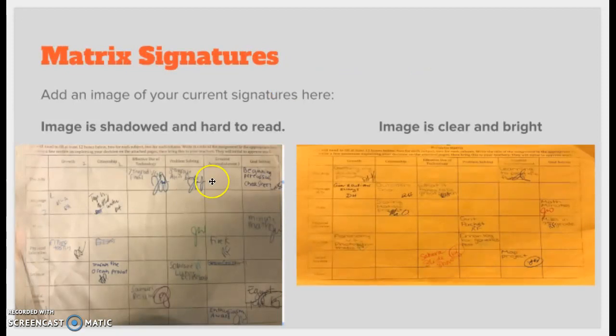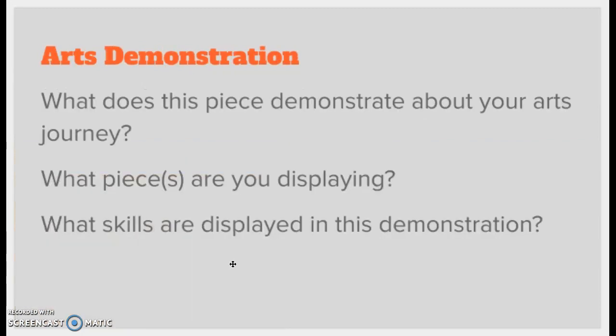And then you will be adding a slide where you will put an image of your matrix signatures. So this is important so that your teacher can easily see, without you being right there, your matrix with your signatures. It's important that you have a nice clear picture. This picture on the right here is clear. You can see what is written, you can see the signatures, and then the one on the left is kind of hard to read, and there's a shadow on it, so you want to take a nice, clear, bright picture.